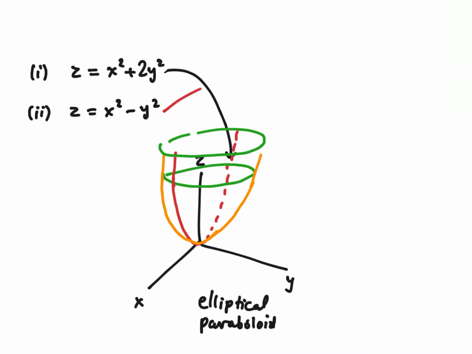What about the second equation here? In that case, we've actually done this in class already, so I can skip ahead and just take you to the answer. Remember that in this case, we had an upward opening parabola in the xz plane, but a downward opening parabola in the yz plane. And the cross sections are hyperbolas.